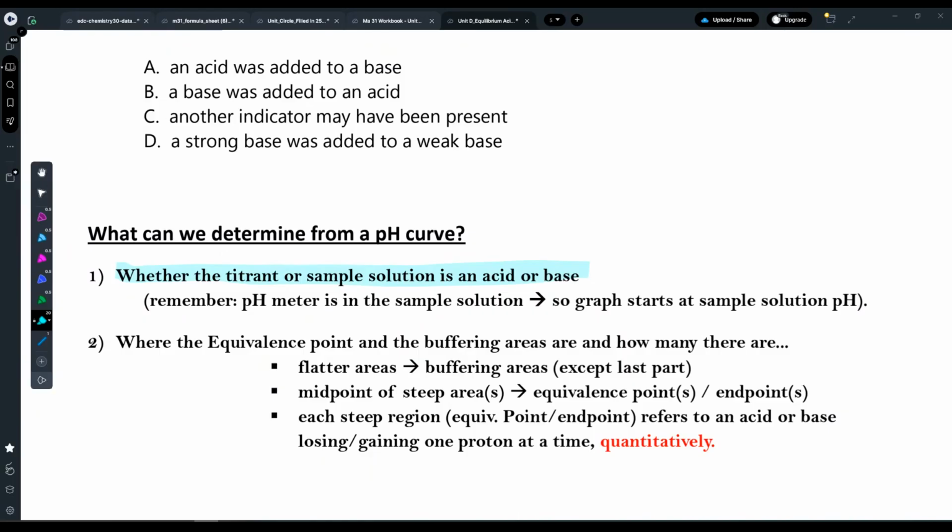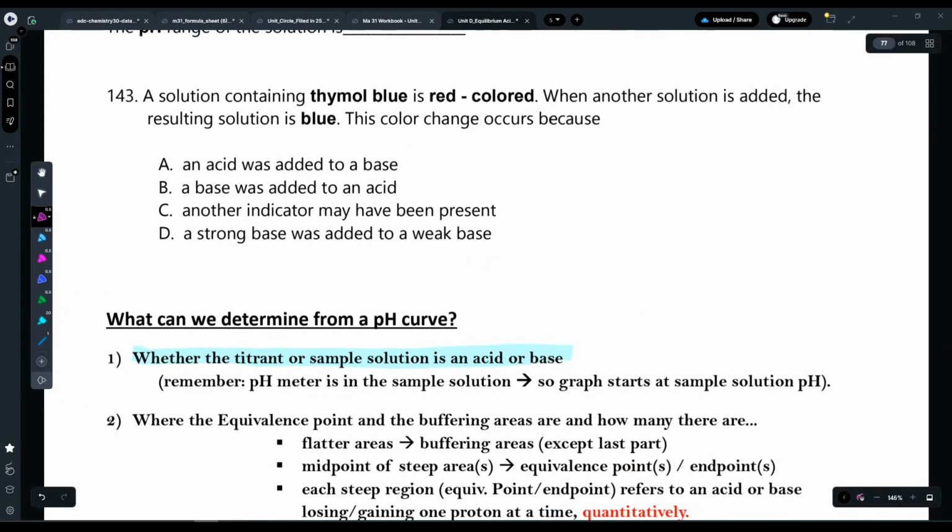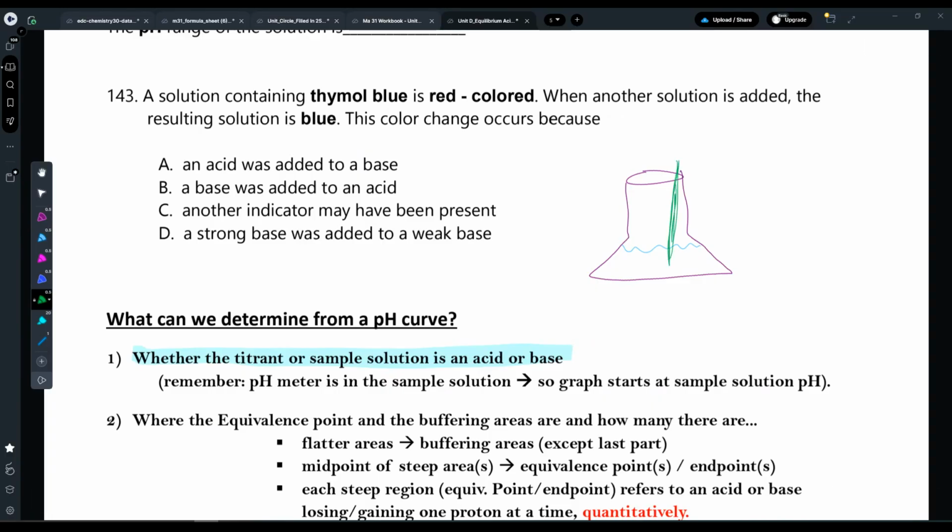Okay, so just as a reminder, the pH meter, which is the instrument that measures pH as you do a titration, is put in the sample solution. So if you wanted to draw a little diagram of what this looks like, we've got our Erlenmeyer flask, which is where you have your sample solution, and then you have your little pH meter put in. This is what you start off with. That's why the pH meter is first going to detect what pH your sample solution is at.